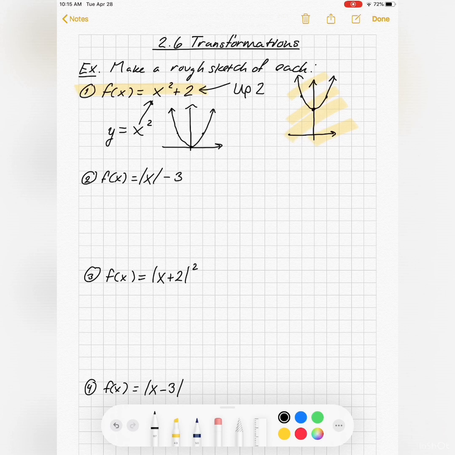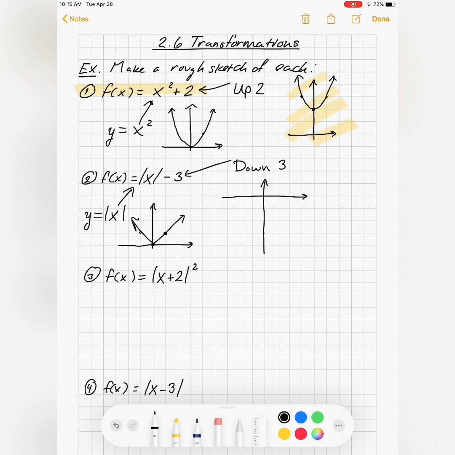Okay, what about number 2? Base graph is an absolute value. That one you'll remember is a V shape. Very rough sketch. And then identifying the transformation. So here I've subtracted 3 from the whole function. So from the y's. So move the graph down 3. So very rough sketch again. V shape, shifted down 3.